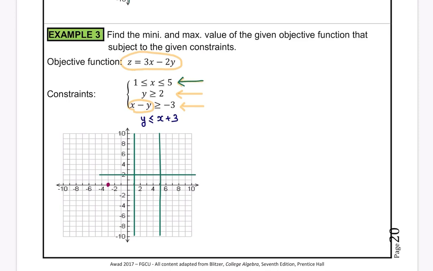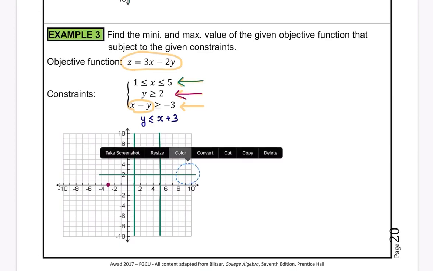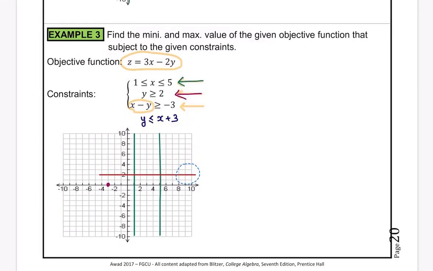Let me change the color for this one so it's easier to see. And let's take a look at the third condition: y is less than or equal to x plus 3. Let's graph the line y is equal to x plus 3. When x is equal to 0, y is 3. When y is equal to 0, x is minus 3. So here is the point x is minus 3 and y is 0, and when x is equal to 0, y is 3, so the other point is right here. If I make a line, it's going to be this right here.